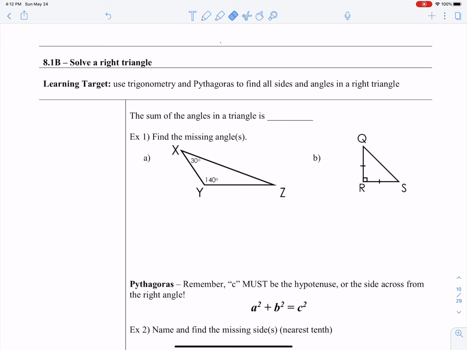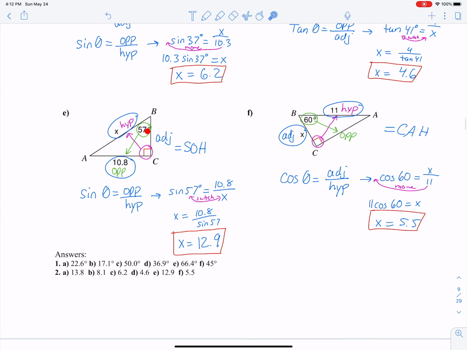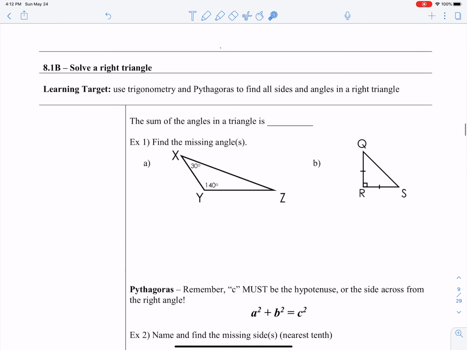So in 8.1b, we're going to use our trigonometry as well as Pythagoras to find all the sides and angles in a right triangle. It's called solving a triangle. Normally, like in these examples, they are only asking for one piece of information, whatever the missing side or the missing angle is. When we're solving, they want you to find all three angles and all three sides of the triangle.